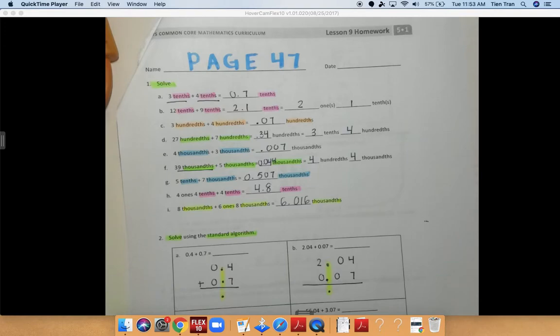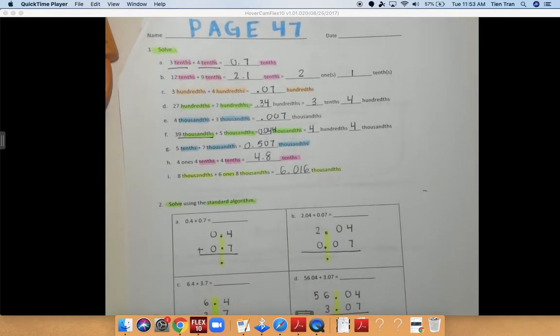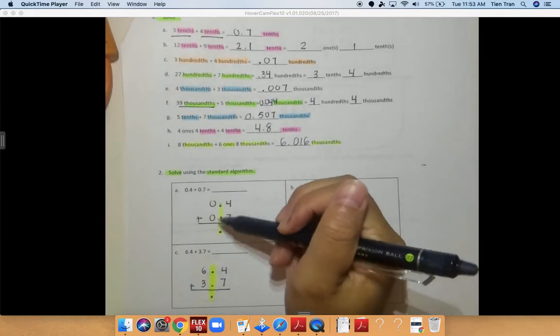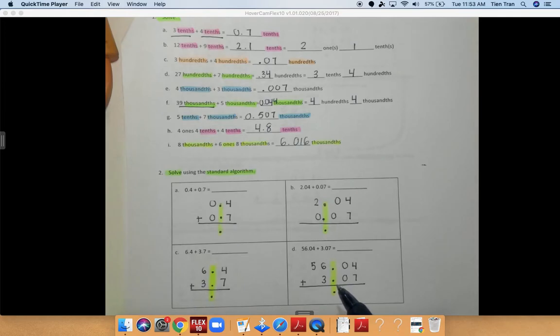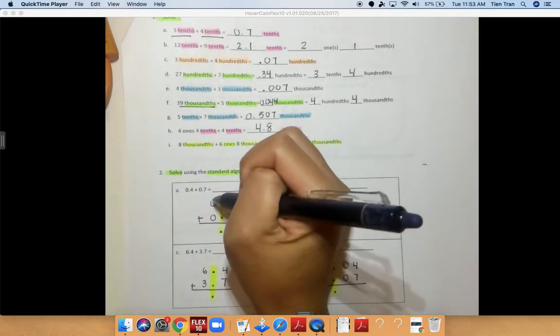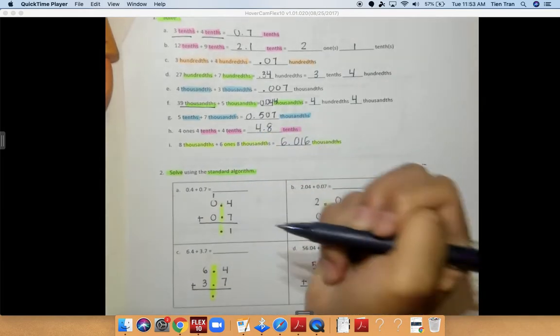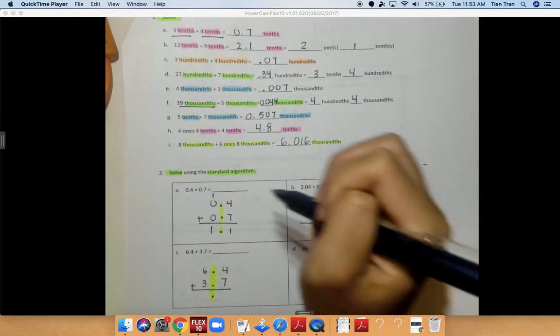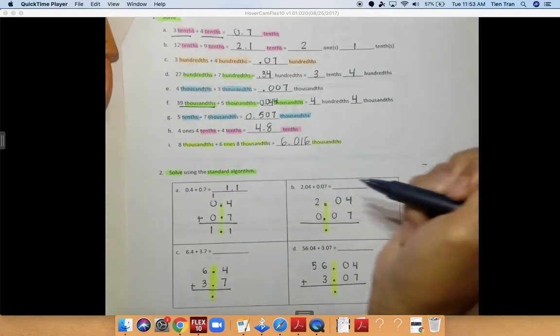Okay. Now the next problem, they asked me to solve using the standard algorithm. That means that you are just going to add them together. Make sure that your decimals are aligned. If they're not aligned, your answer is incorrect. So 7 plus 4 is equal to 11. Carry my 1, bring down my 1. 0 plus 0 plus 1 is equal to 1. So my answer is 1.1.